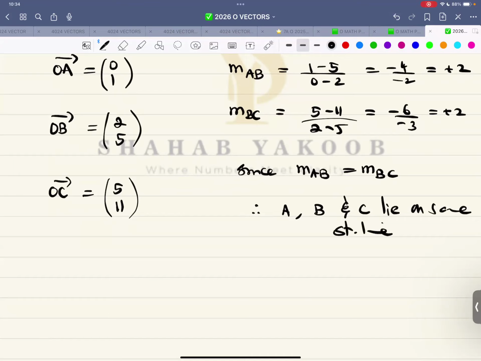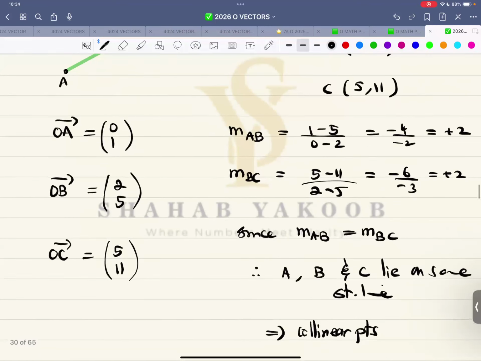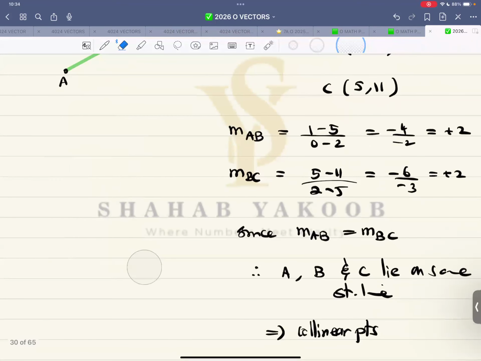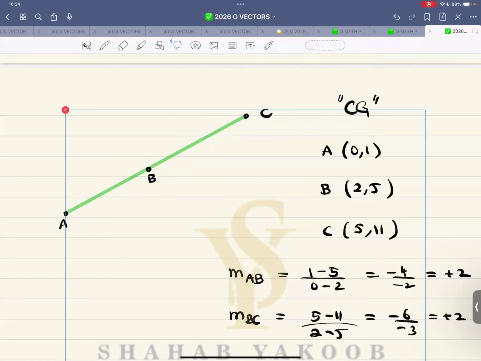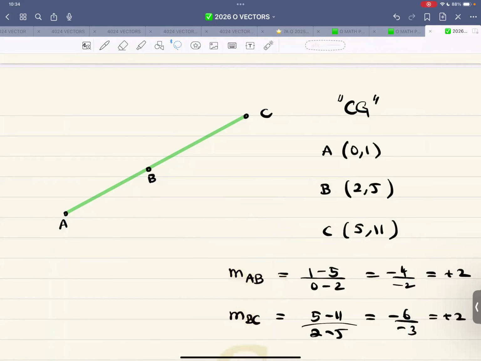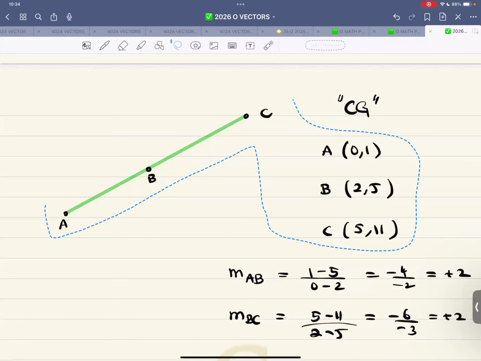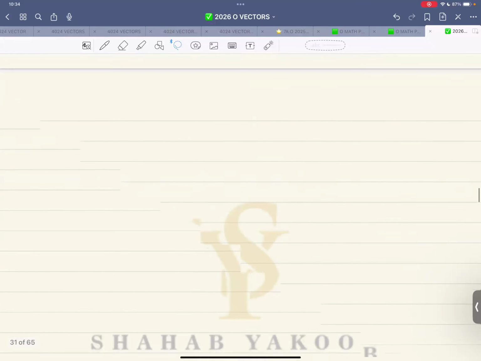And what do we call such points? We call such points collinear points. All good? So now this is one thing. Let me remove the vector so far. We are talking about coordinate geometry, slope and all this. Now let me copy this diagram, take it to the next page, and change it into a vector question.